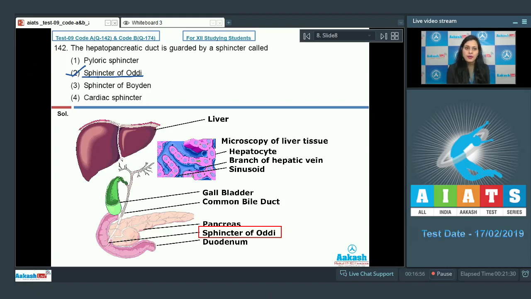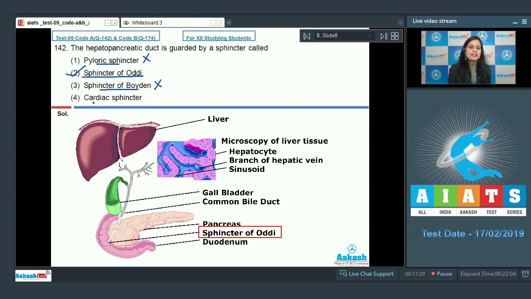Now let's discuss rest of the options. The very first option is pyloric sphincter, and this is an incorrect option. Pyloric sphincter is present at the pyloric end of stomach which guards the opening of stomach into small intestine. The next option is sphincter of Boyden, and this is an incorrect option. Sphincter of Boyden guards the opening of common bile duct into main pancreatic duct.